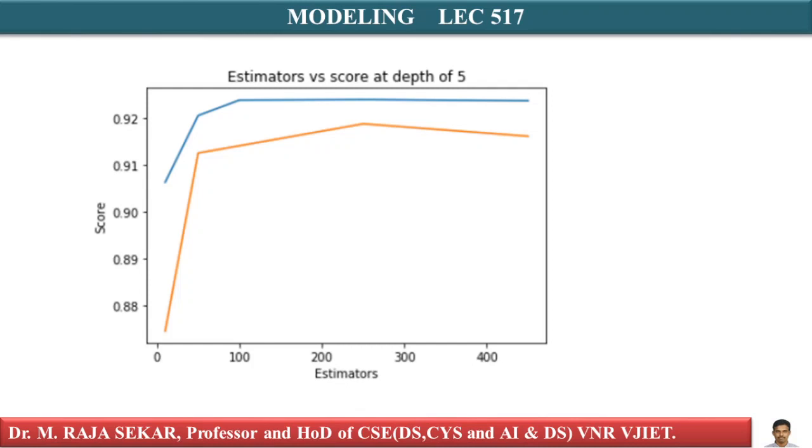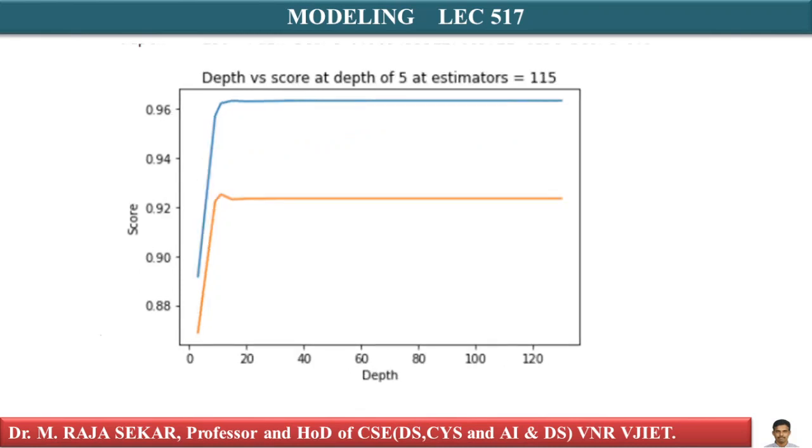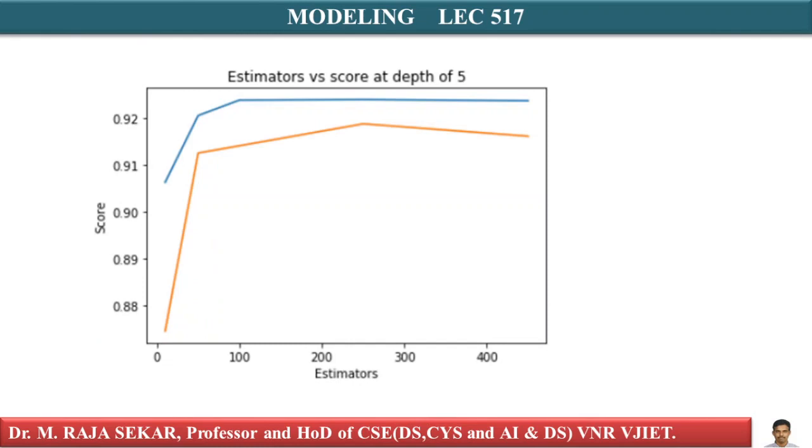With depths 3, 9, 11, with the different depths, and with some hyperparameter tuning, we got the score here. As depth changes, taking depth on the x-axis, beyond a depth of about 20, the depth does not improve the model much. Similarly, beyond a certain number of estimators, the model does not improve significantly.